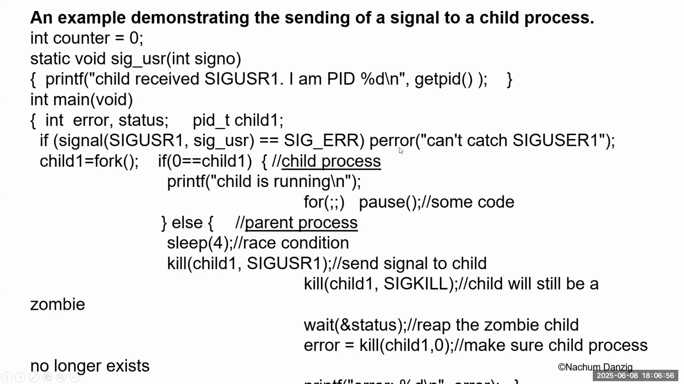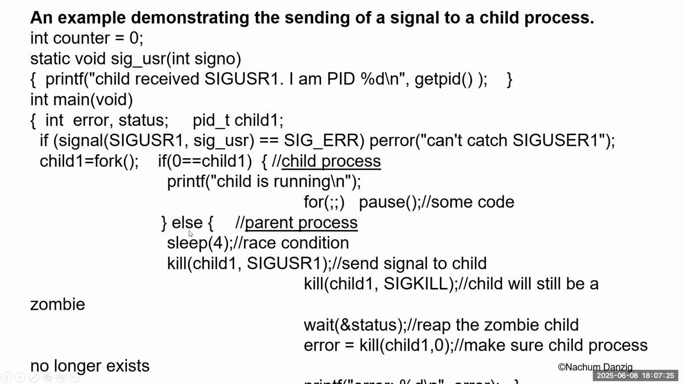And assuming that this worked, perror. And here's, by the way, a use of perror, where I print to 2, not 1, but 2, standard error. I print this message: I can't catch the signal. Now I do a fork. The child ID in the father will be the number of the child; in the child, it'll be 0. So if child ID equals 0, then I'm the child process, running an infinite loop with a pause, so I'm just sitting there doing nothing.